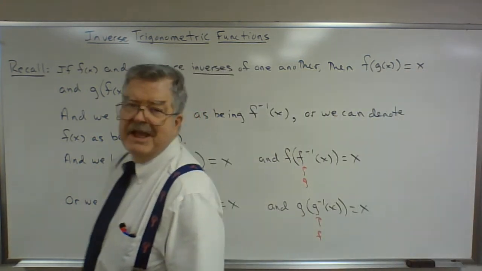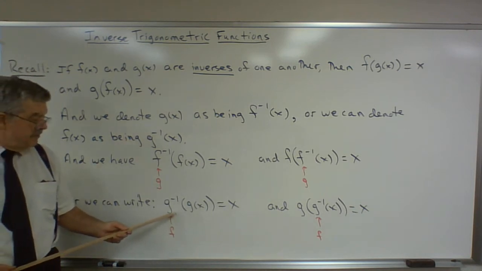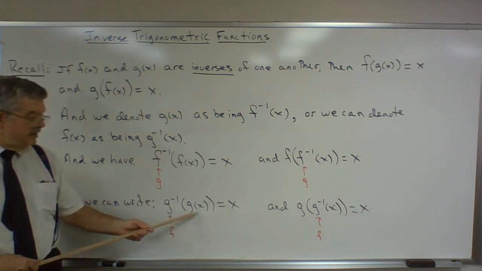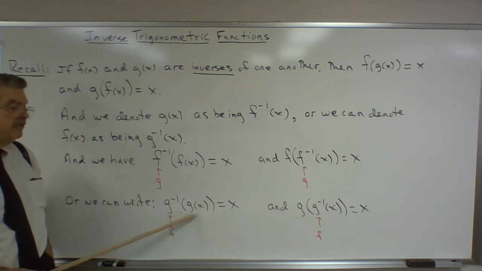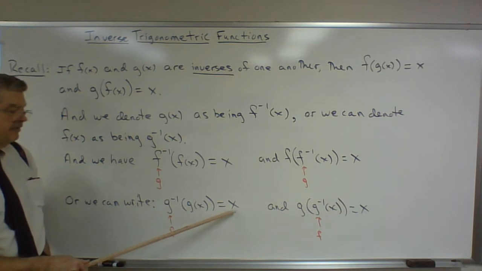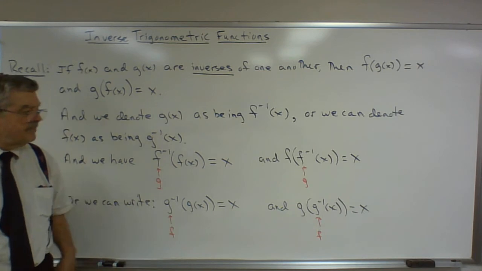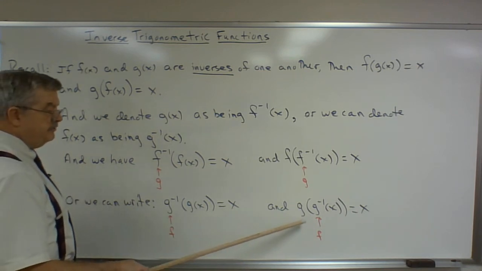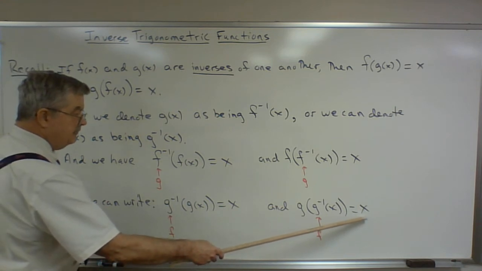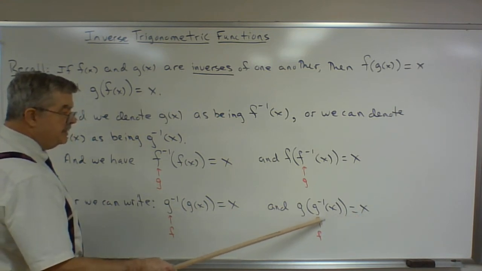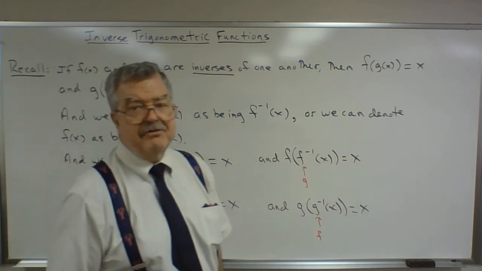And we can make the same statement with g and g inverse. g inverse evaluated at g of x equals x. g inverse and g undo each other through function composition, and it just leaves us with the inner function x. And similarly, g evaluated at g inverse of x equals x. g and g inverse undo each other through function composition.